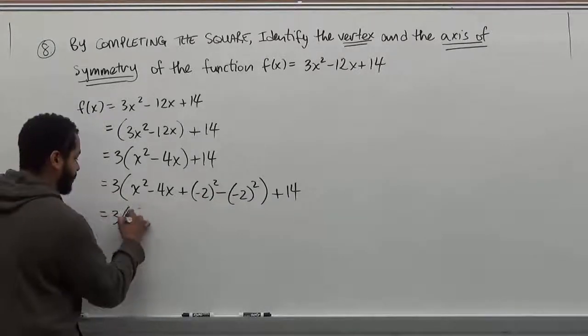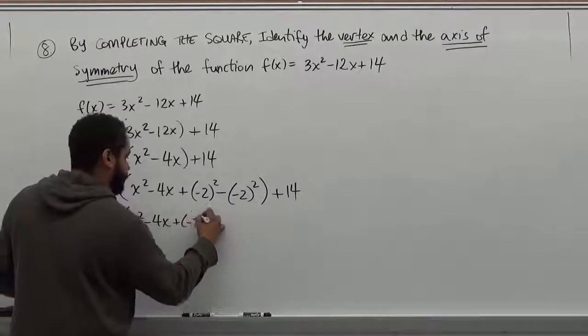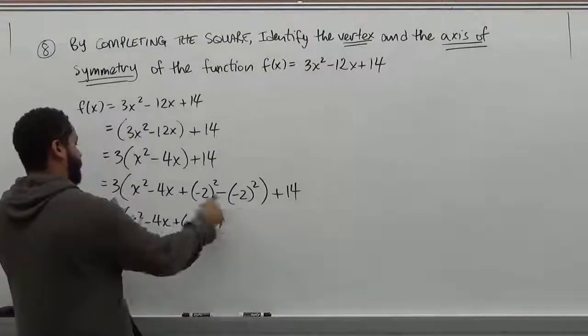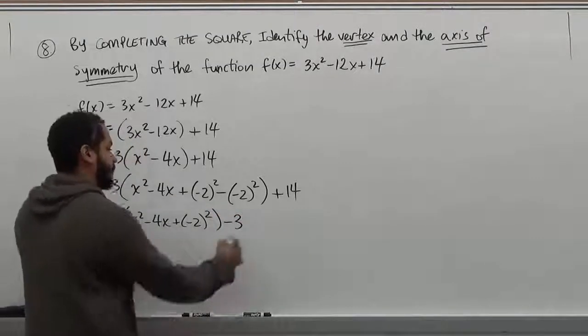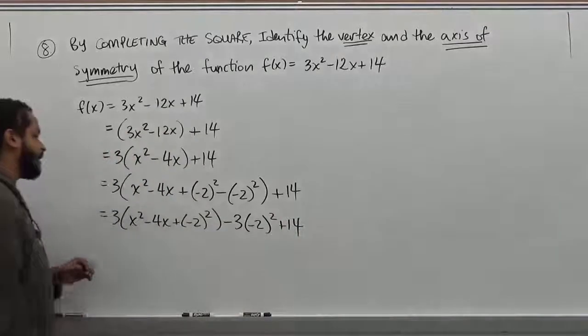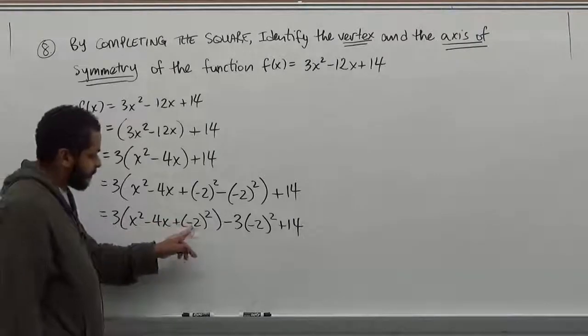So we get 3 parenthesis x squared minus 4x plus negative 2 squared, parenthesis close. This is coming out, so when it comes out, it has to be multiplied by the 3. So this becomes a negative 3. And we still have the negative 2 squared plus 14. And now what we're going to do is evaluate what we can. However, in here, we're not going to evaluate everything. You're not going to square this.